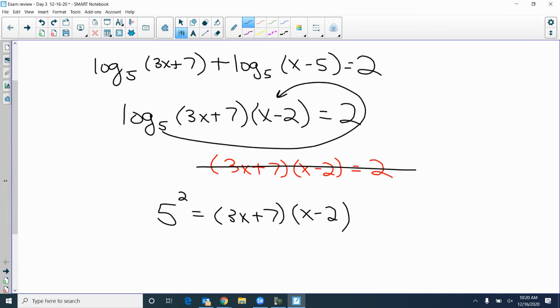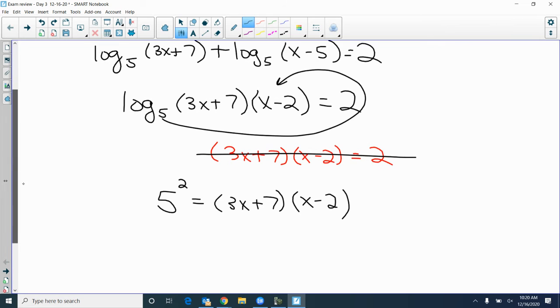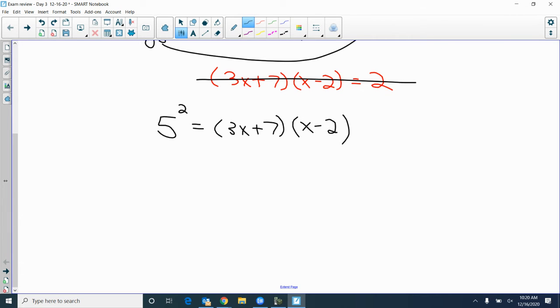The only time you can drop the logs is if you have a log equal a log. You have the logs on both sides. You have a single term on each side. So maybe there's a little bit of confusion there, but this one you gotta write is 5 squared equals 3x plus 7 times x minus 2.